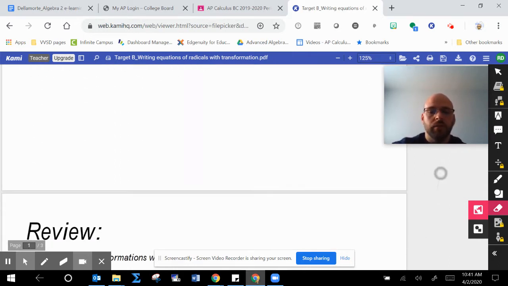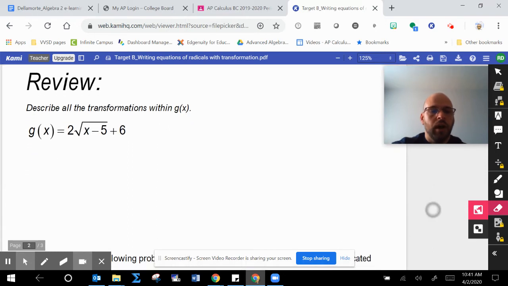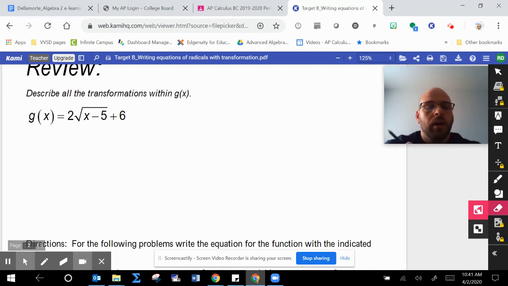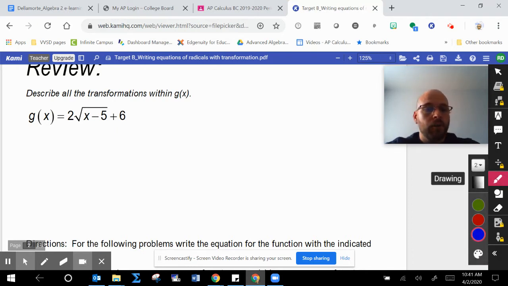I'm going to start with a little review problem where I give you a radical function, or a square root function, with certain transformations in it. At this point, I'm hoping you can identify what those transformations are. So I'm going to go one by one. If you need a little review, you can follow along. If you want to pause the video, you can do it on your own and then check your answers as the video goes. So in this problem, I have three different transformations.